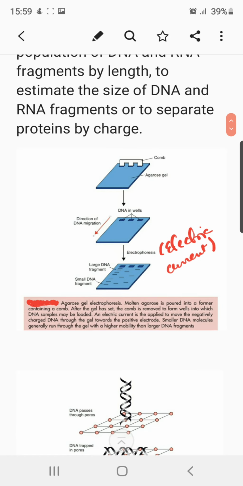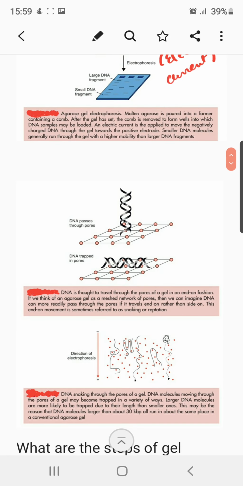Let's see why it happens. In this picture, you can see that DNA can pass through the pores, or DNA can be trapped in the pores of the agarose gel. So DNA is thought to travel through the pores of a gel in an end-on fashion, which is shown in the first picture.